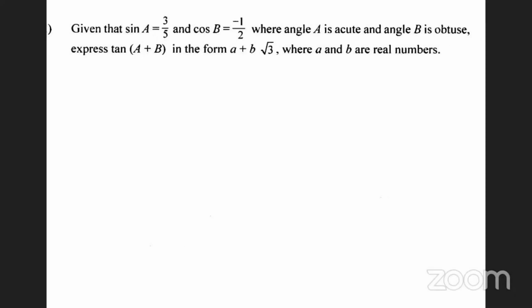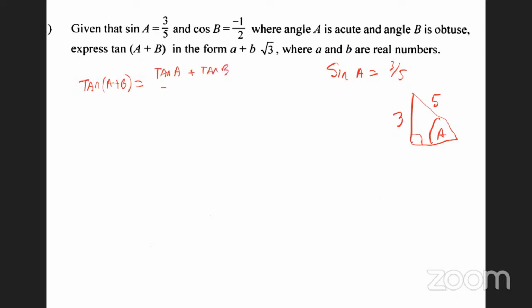Next part, they told you that angle A is acute. What does that mean? It's in the first quadrant. Angle B is obtuse. So it's in the second quadrant, right? So if we have sine A, it means we have opposite and we have hypotenuse. So if we look back at the last question, tan A plus B was tan A plus tan B over 1 minus tan A tan B. Work it out fast.